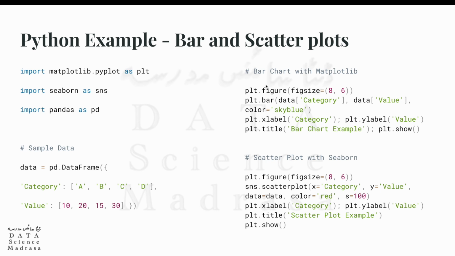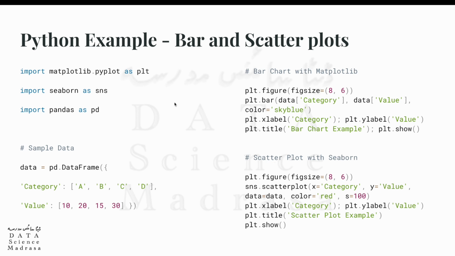We want to put this in a bar chart with matplotlib. So we call pyplot from matplotlib and then figure, give it some figure size, and then call the bar plot function from pyplot as well, giving it the data for the x-axis and y-axis, give it some color, label the x and the y axes with category and value, and give a title to the bar chart example as well. To show this graph, we use plt.show, pyplot.show, and it illustrates that plot.